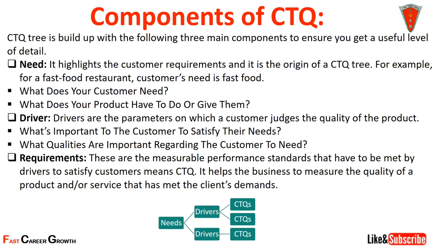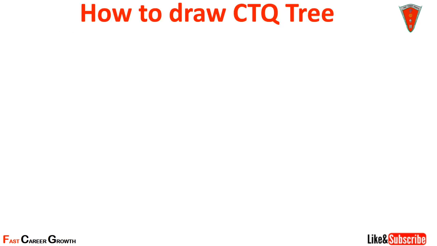That means the need is converted into the parameters on which the customer will judge, then the judgment is converted into measurable performance standards, that is, critical to quality or critical to customer requirements. This is all about the components of the CTQ. In the next slide, we will learn how to draw a critical to quality tree.